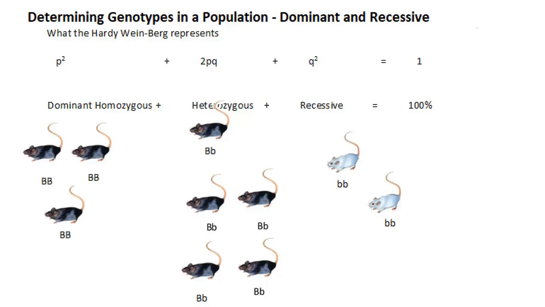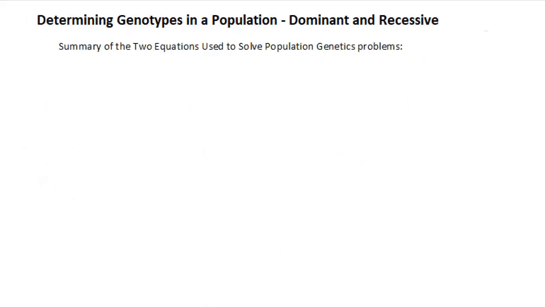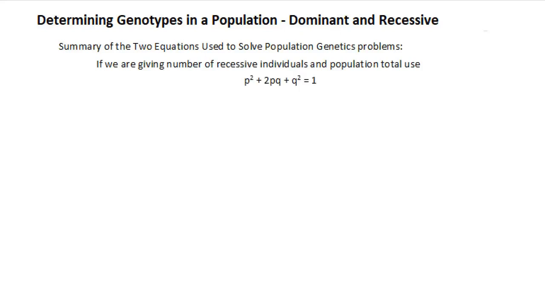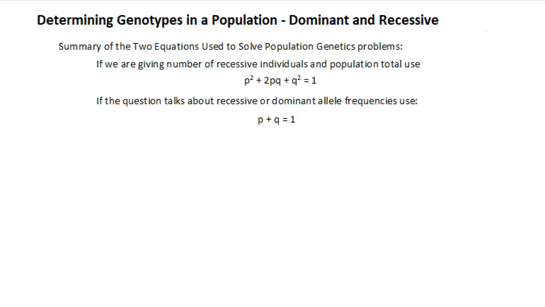Okay, one final summary of how these two equations work. If we are given the numbers of recessive individuals and a population total, we use P squared plus 2PQ plus Q squared equals 1. So that's when you're given the number of individuals that are recessive and the total population. You use the Hardy-Weinberg. What if the question is asking about the recessive or the dominant alleles? If the question is asking about the allele frequencies, we use P plus Q equals 1. So that's how to use those two equations.